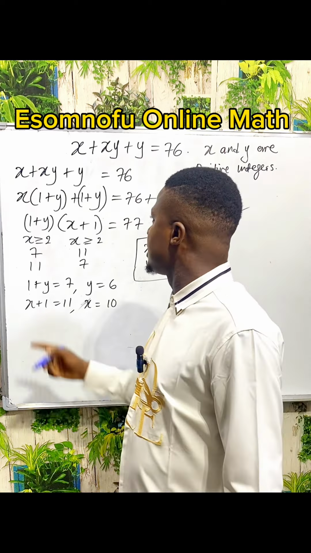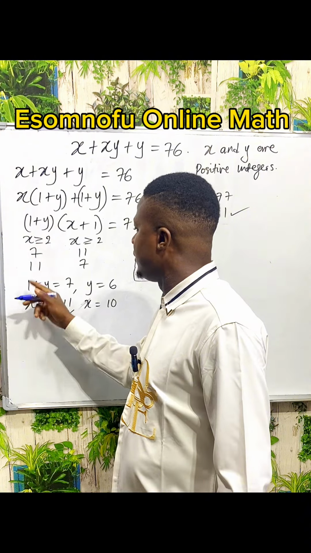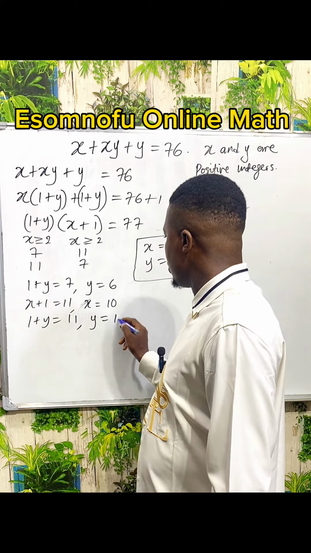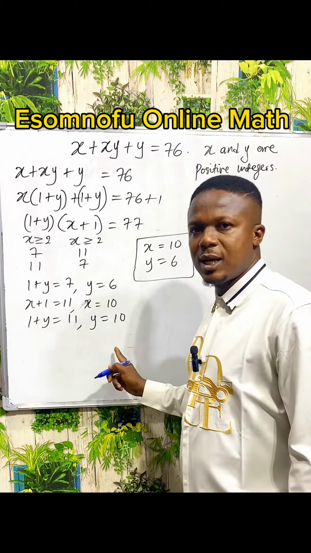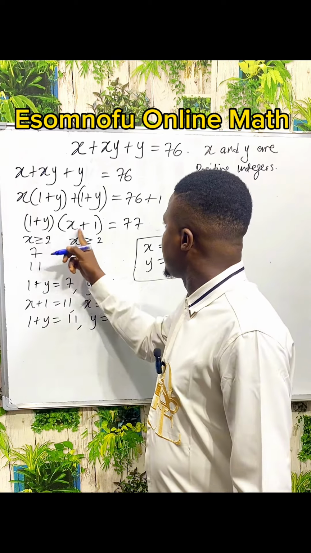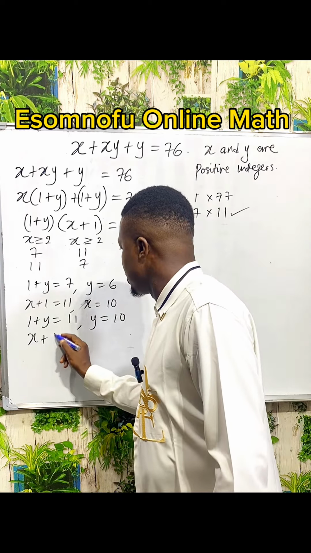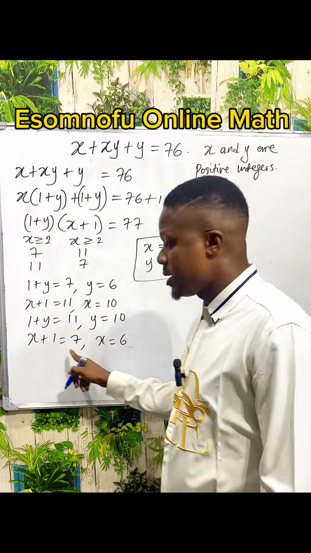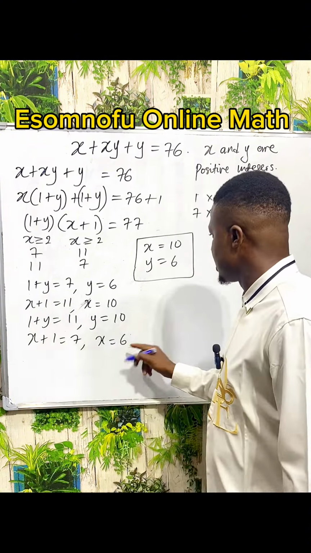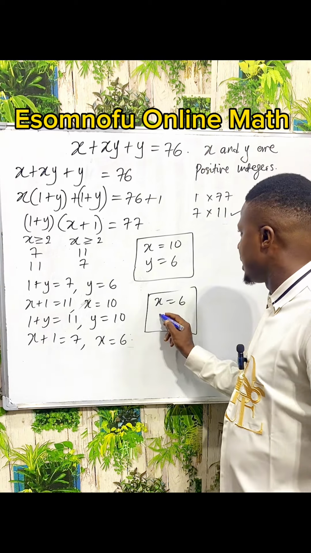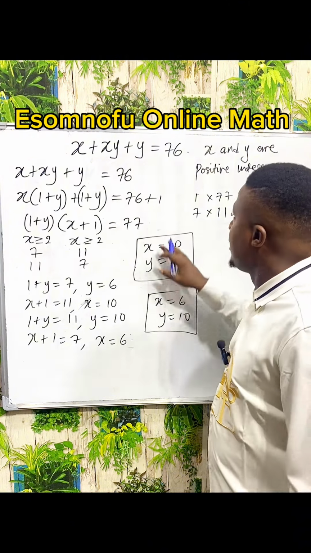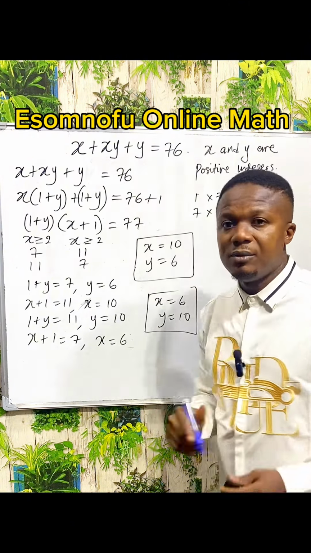A second condition is that 1 plus y is 11. 1 plus y is equal to 11. This means that y is 10. 11 minus 1 is 10. Also, x plus 1 is 7. x plus 1 is equal to 7. That implies that x is 6. 7 minus 1 will give us 6. So the second solution can be where x is 6 and y is 10. These are the values that can satisfy this given equation, okay?